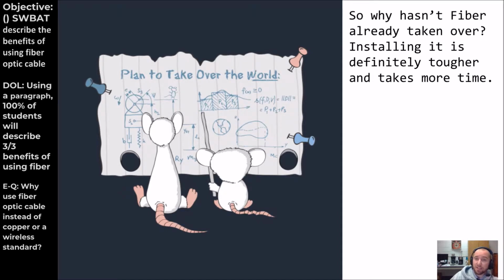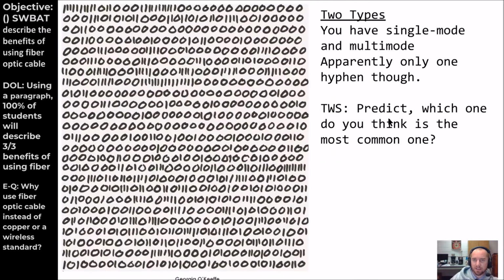And that leads me to tell you why fiber hasn't already taken over. It's because installing copper is just so much easier and less time consuming. So that's why fiber optics hasn't taken over the world yet. Now you have single mode and multi-mode fiber optic cabling. Apparently, though, only one of them gets a hyphen.